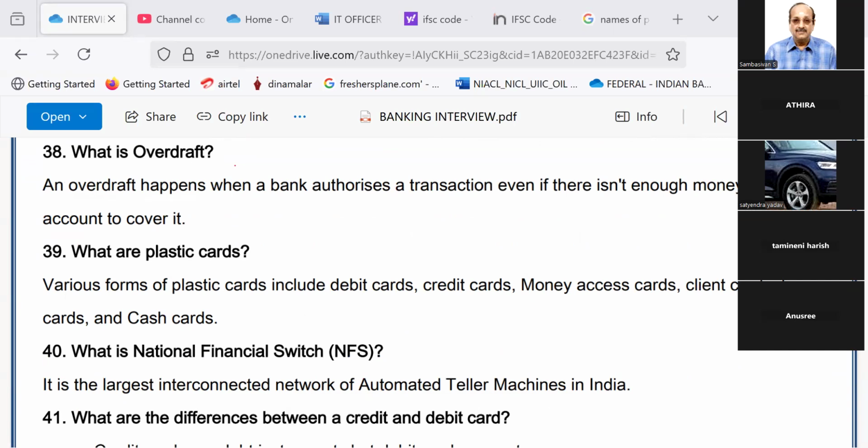What is overdraft? An overdraft happens when a bank authorizes a transaction, even if there isn't enough money in the account to cover it. Supposing you have an account and there is no balance also, the bank permits you to draw. That is known as overdraft.